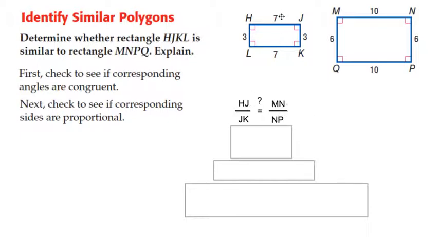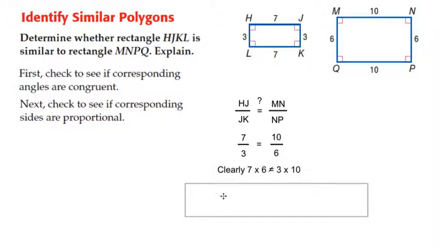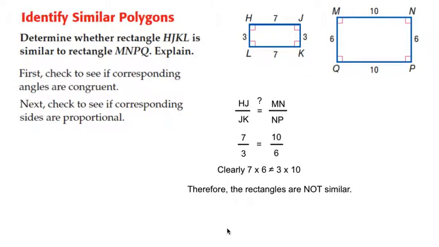Now let's substitute in the things that we know. We know that HJ is 7 and JK is 3. We know that MN is 10 and NP is 6. So if we substitute those numbers in, we have a proportion. We just need to determine whether or not it's a true proportion. Well, if it's a true proportion, then we can take the cross products and they should be equal. 7 times 6 should equal 3 times 10. Well, clearly 7 times 6 is not equal to 3 times 10, so therefore these are not similar polygons.